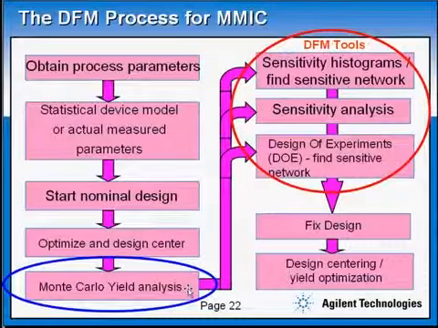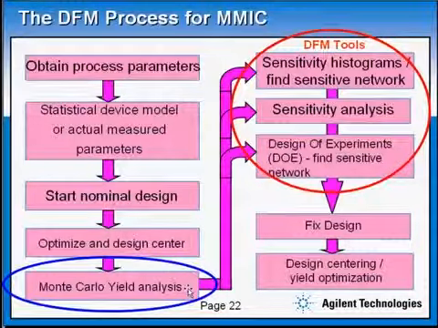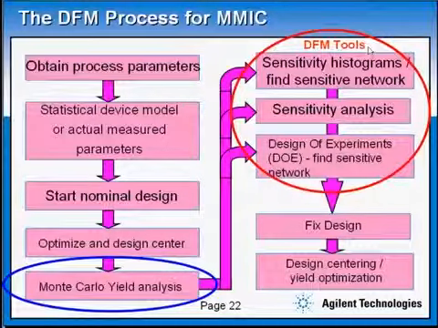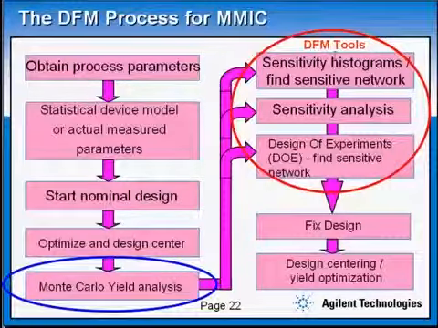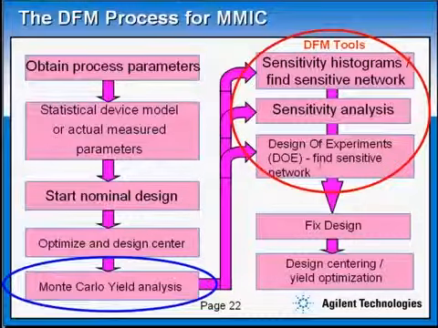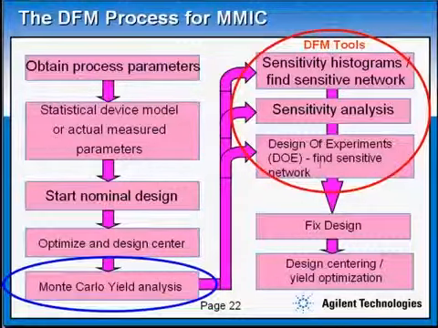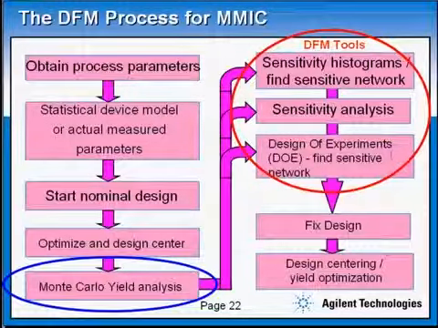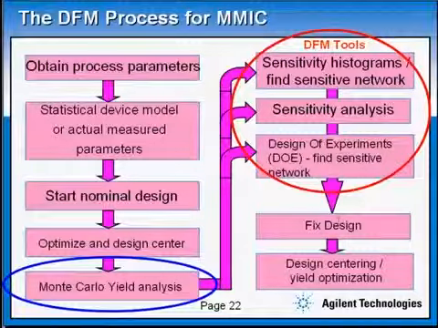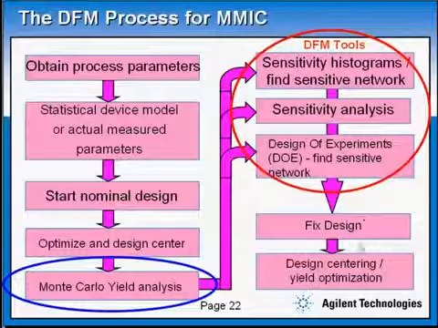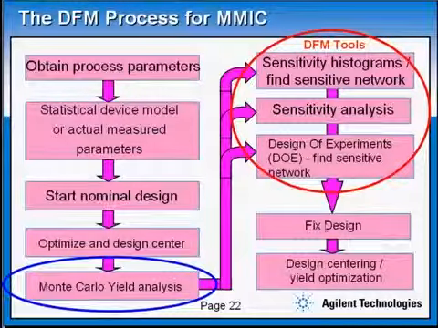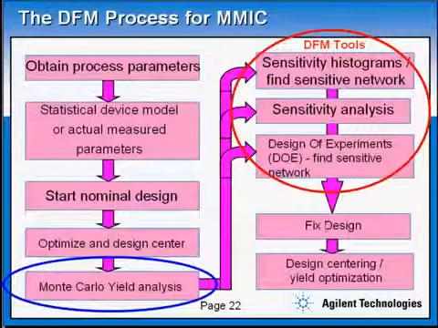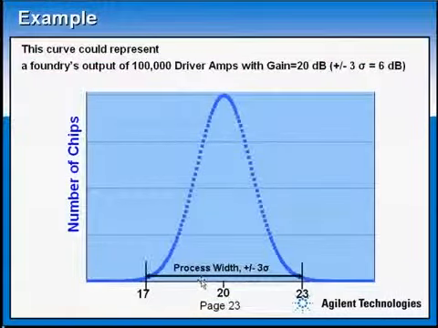At this point, I would like also to mention that once you use those DFM tools to pinpoint and find which matching network is causing the yield problems in your design, there is another tool in ADS that will help you find a low-sensitive matching network or a high-yielding matching network. This tool is the matching utility tool in ADS. So you do have another tool that could assist you find the right matching network for your design.